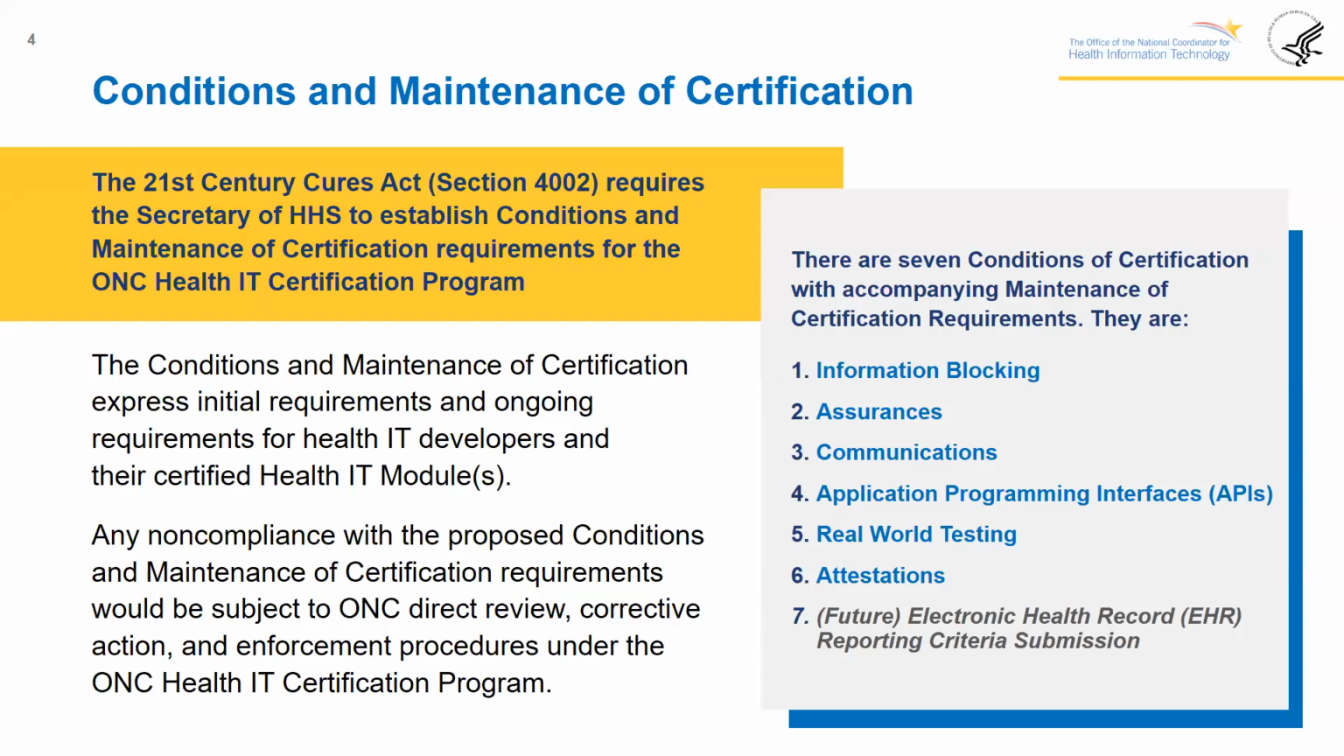So today we're going to be dealing with these 6 conditions of certification and any maintenance of certification requirements that go along with them. The way that ONC has enacted these is by finalizing some initial certification requirements and then these ongoing maintenance requirements. So you will see in each of these conditions of certification that we go through an initial condition and ongoing maintenance that is applicable to each of these.